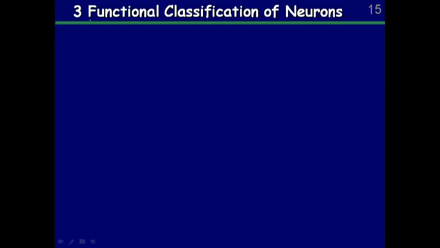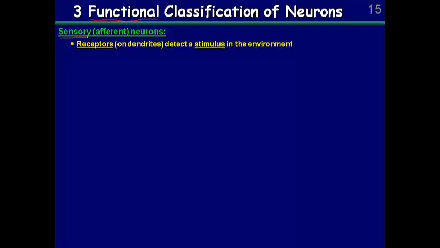Okay, next thing I want to do is talk about functional categories, which we've already done a little bit. So remember, you can have sensory neurons. Sensory is a function. So they often have receptors on their dendrites, and they detect the stimulus in the environment, whether it's our internal environment or external environment. Once these sensory neurons detect the stimulus, they change that stimulus into an action potential, and it goes to the CNS. So remember, if it's going to the CNS, we also call these afferent neurons.